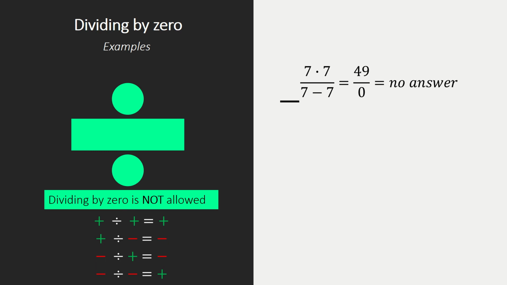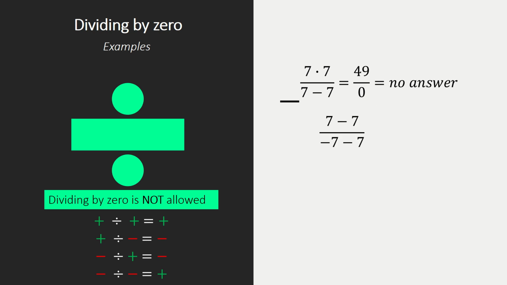In your test and in your homework, you must copy the example question, you must show your intermediate step, and you must give no answer as your answer when you have dividing by 0.